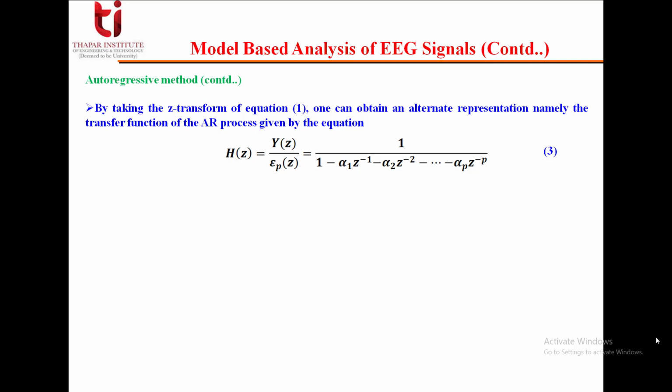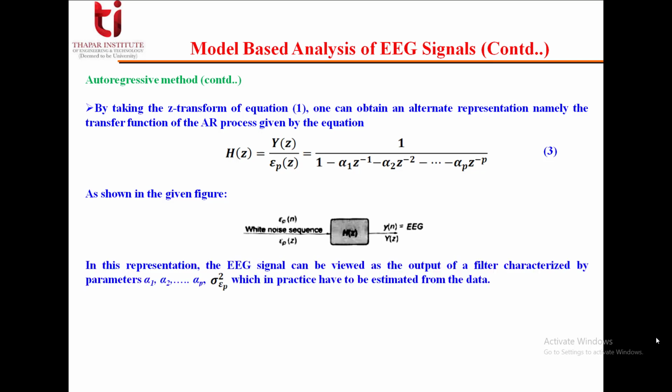Now by taking the z transform of the equation and obtaining the transfer function for this AR process, we can represent it as Y(z) by epsilon(z), which is equal to 1 by 1 minus alpha 1 z inverse minus alpha 2 z inverse 2 up to minus alpha p z inverse p. We can also show this in the figure. Here epsilon p n is nothing but a white noise sequence, and we have an EEG signal that is represented as y n, or in z transform, Y(z), with the transfer function H(z).